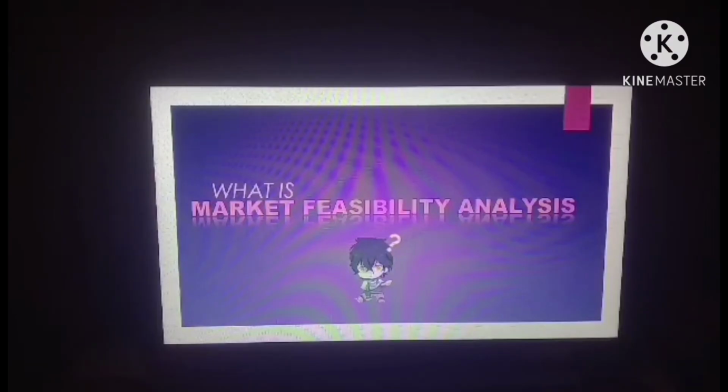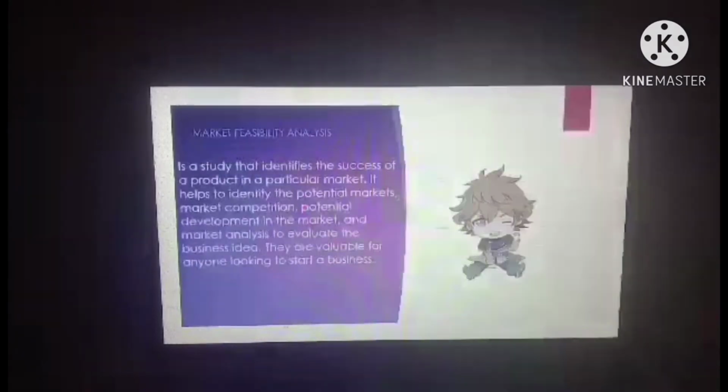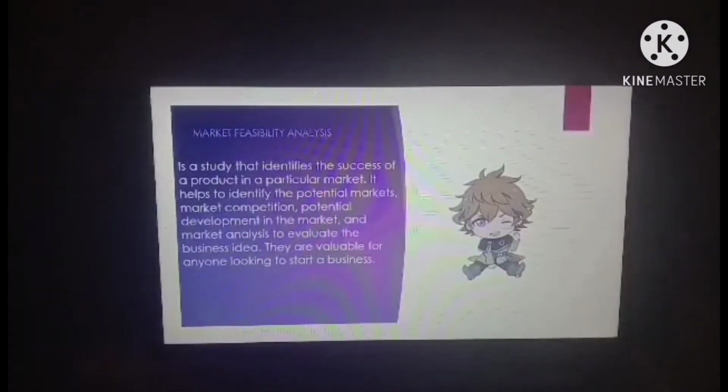What is market feasibility analysis? Market feasibility analysis is a study that identifies the success of a product in a particular market. It helps to identify the potential markets, market competition, potential development in the market, and market analysis to evaluate the business idea. They are valuable for anyone looking to start a business. In other words, a market feasibility study determines the likelihood of a product's success in a certain market.